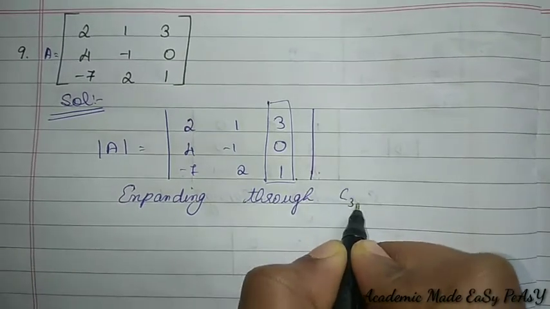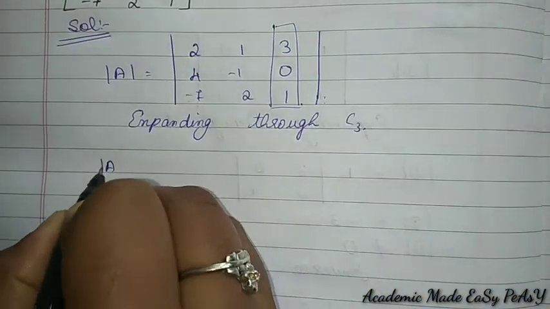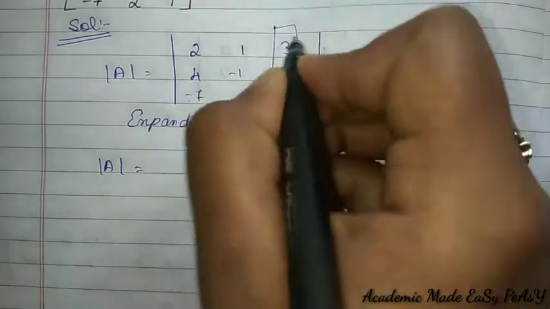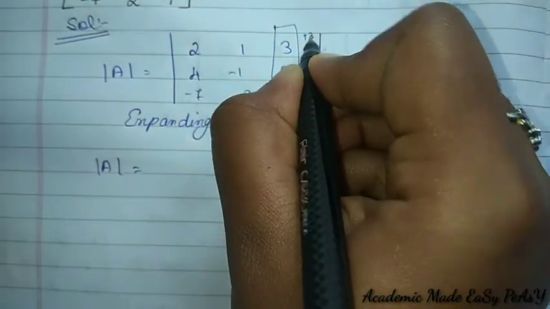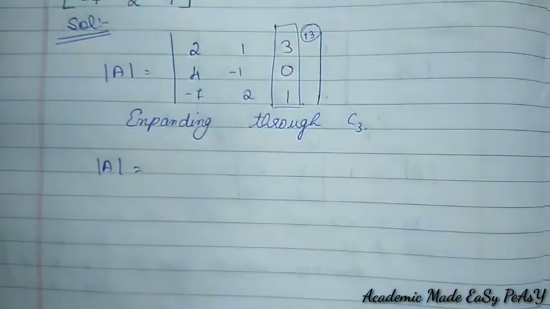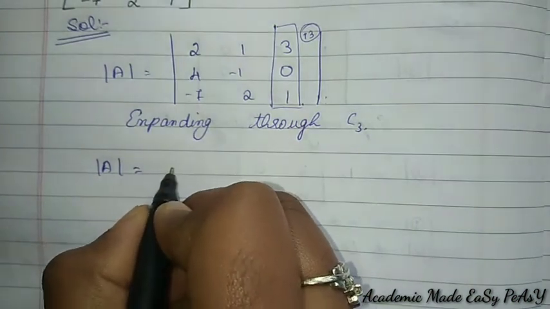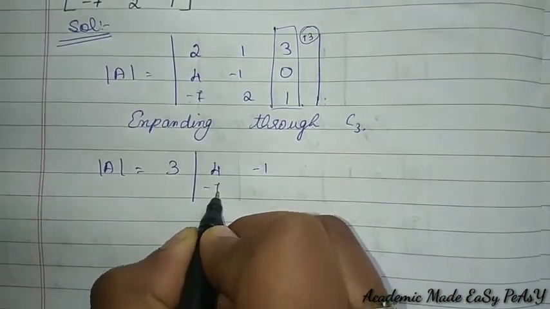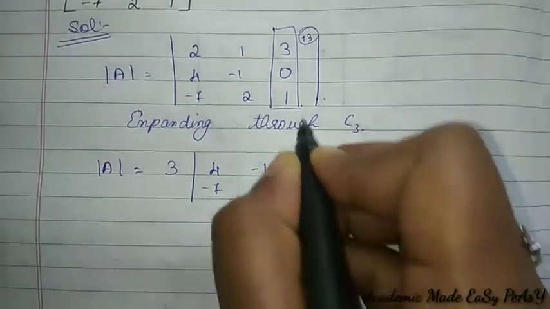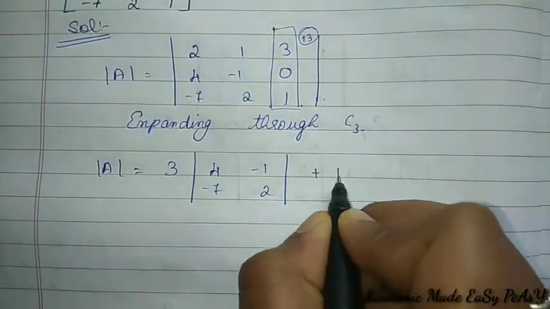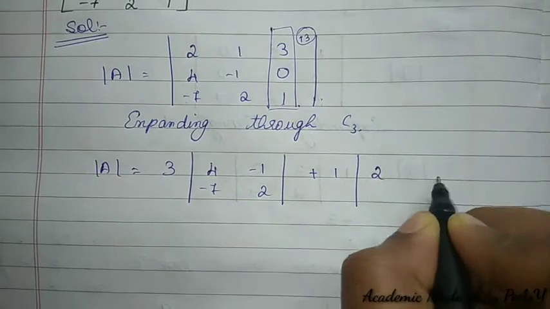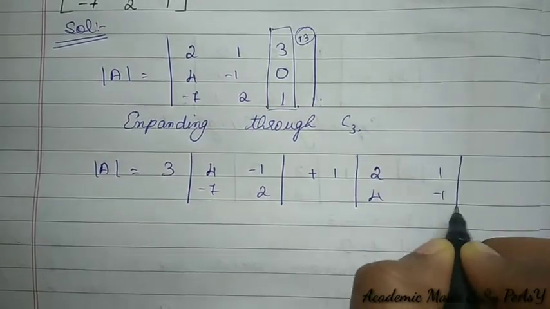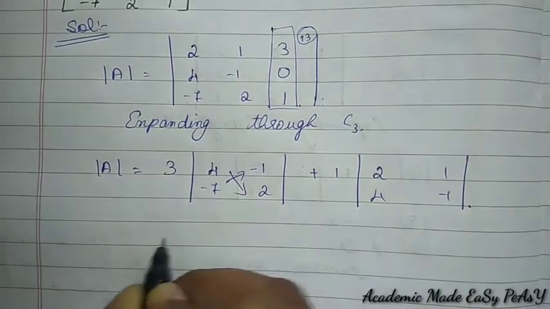So determinant A is equal to, this is position 1, 3, so it is an even position, so I will have 3 as it is. So 4, minus 1, minus 7, 2. And here also it is even, so plus 1 into 2, 1, 4, minus 1. So I will be using the cross method.